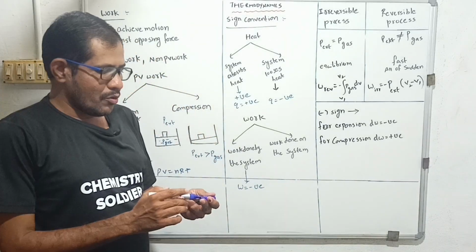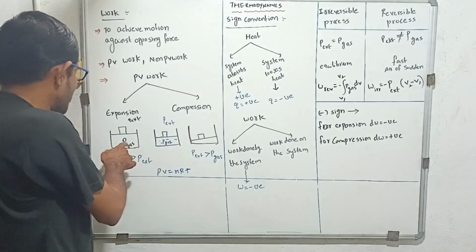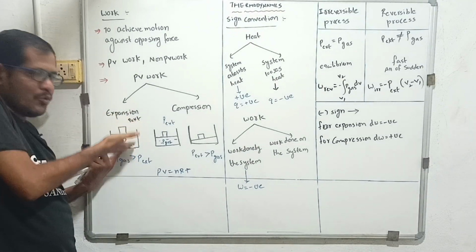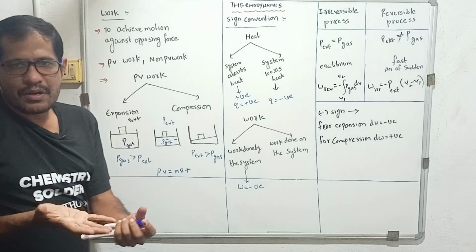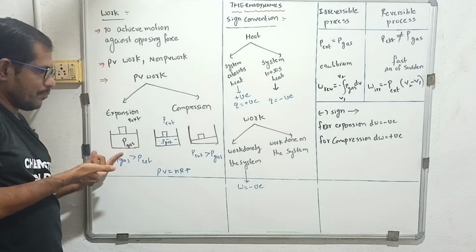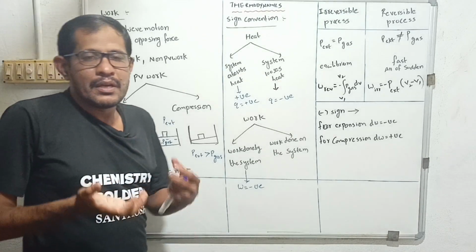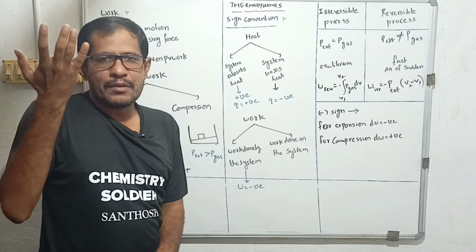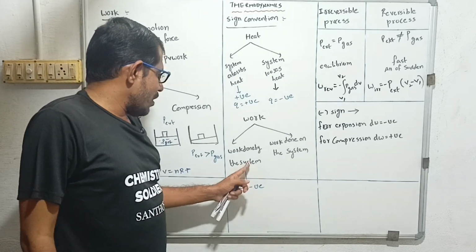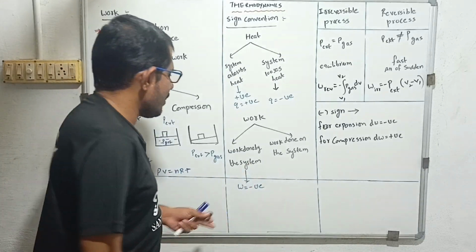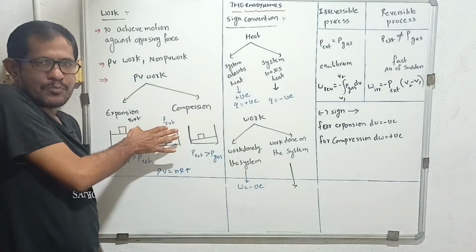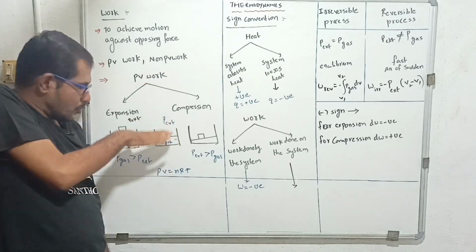So that means expansion. Suppose there is a piston. Work done by the gas means it will move the piston up. That is the only possibility. By moving the piston up, it is using its own energy, which means it is losing energy. So losing energy means work done by the system is negative. Now work done on the system: if P external is more, it is doing work on the system.